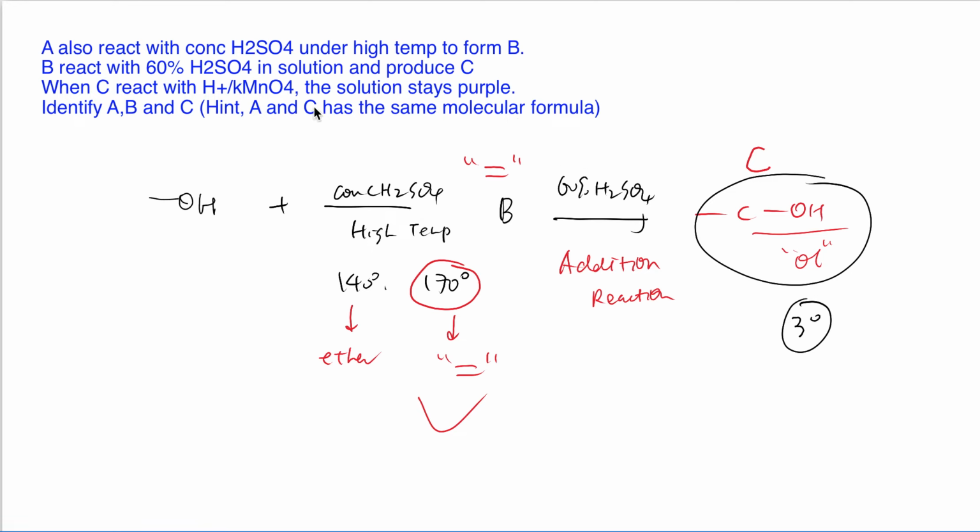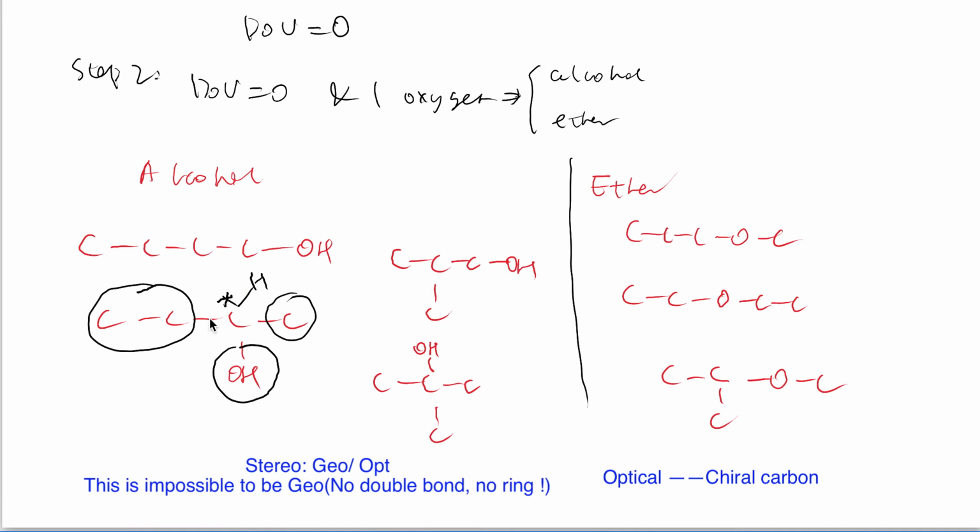And C and A, read this hint. C and A have the same molecular formula. So C must be one of those four as well, right? So we go back to one of those four formulas and pick the tertiary alcohol. Out of those four, you can see this is a primary, this is a primary, this one is a secondary, and this one is a tertiary. So C must be this structure.